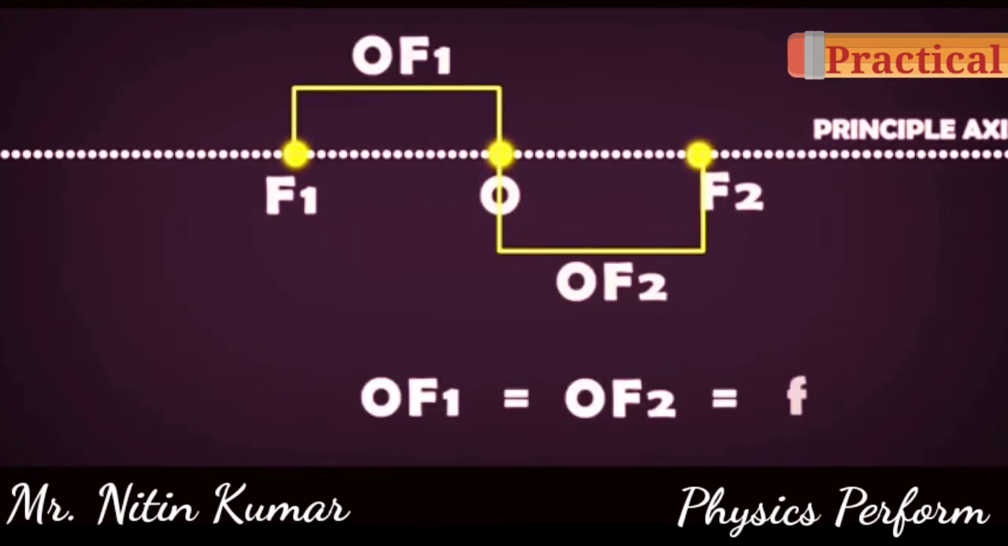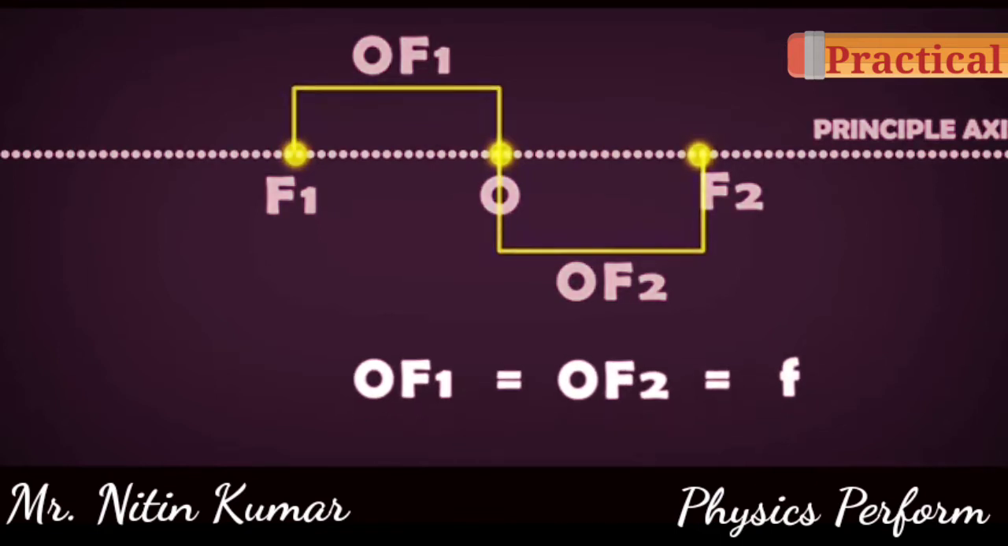The distance between the optical center O and one of the principal focus of the lens is called focal length.